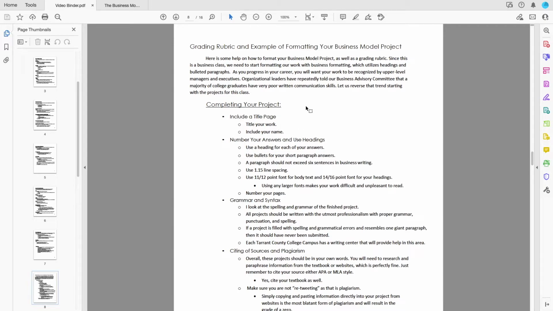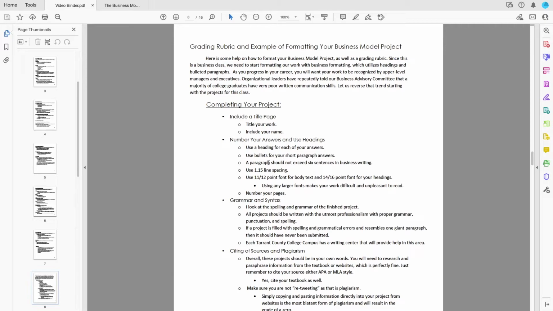Okay, so when you start going into your body paragraphs, use headings that I've just told you about. We use bulleted short paragraphs for answers. The spacing that we need is going to be 1.15 spacing. All right, that's about that. You can go up to 1.5, but 1.15 seems to be the best in business writing. It's a tight format, and it really helps somebody look at your entire paper.